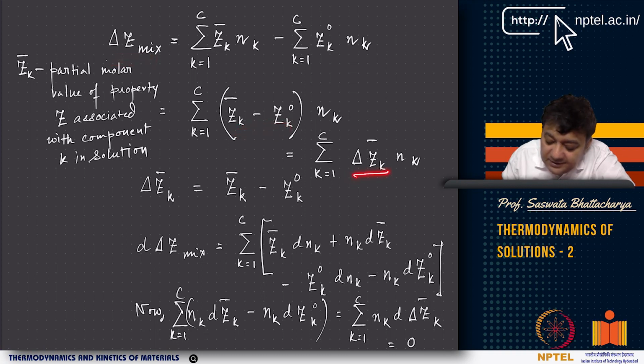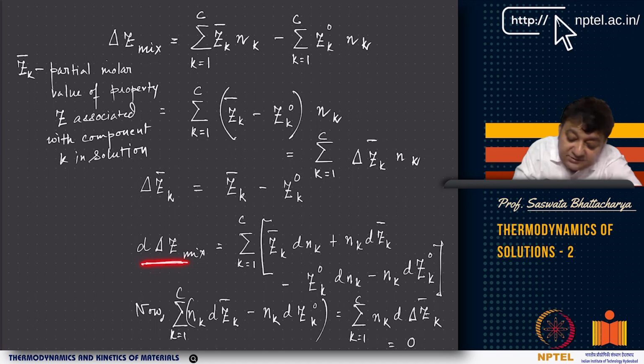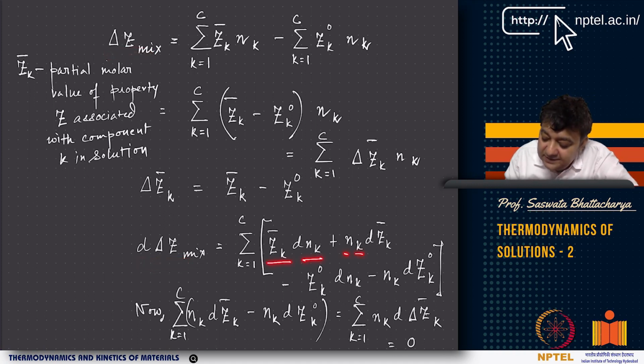Delta ZK bar is nothing but ZK bar minus ZK0, and the summation of NK delta ZK bar basically gives me delta Z mix. So here again I have formally defined it. Now if you do that, then you have d delta Z mix. So d delta Z mix is ZK bar dNK plus NK dZK bar, minus ZK0 dNK minus NK dZK0.